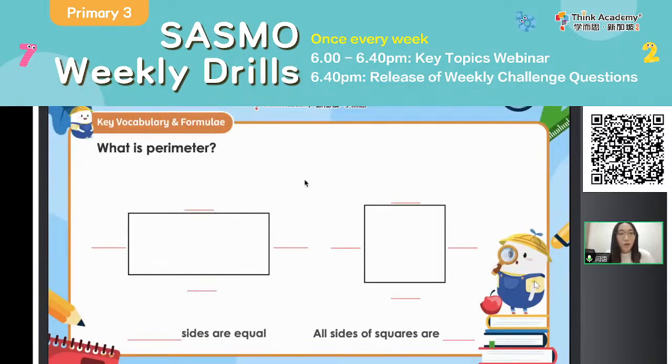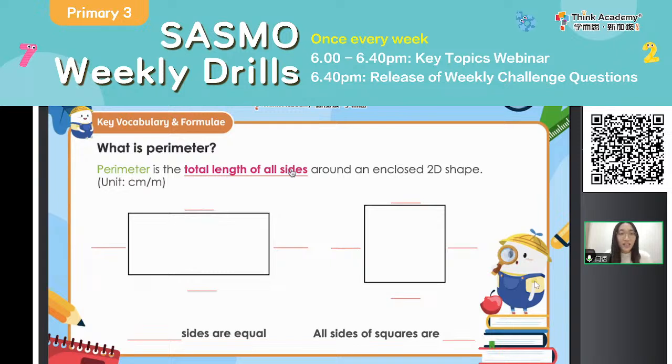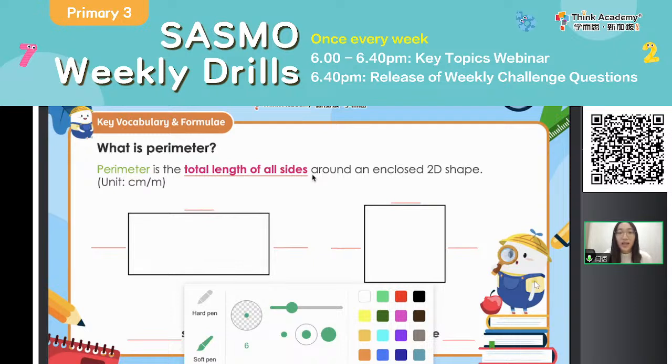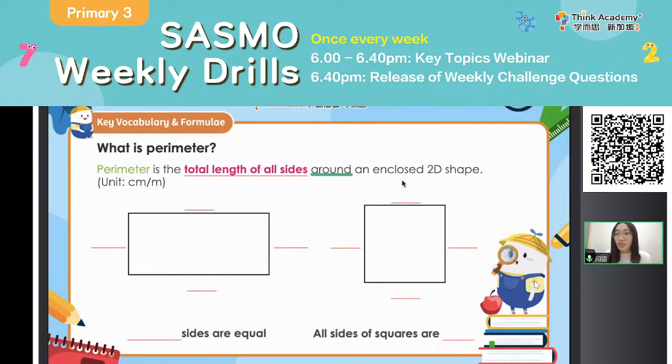Okay, here everyone, let's have a look. We start from the definition, the concept of perimeter. So what is the meaning of this word? It refers to the total length of all sides, okay, pay attention, around and enclosed to the shape. So pay attention to two parts. First one is about around, that is all the sides outside. And for enclosed, for example, if I just draw something like this, can we say that there is a perimeter of the figure? No, okay, because it is not enclosed.